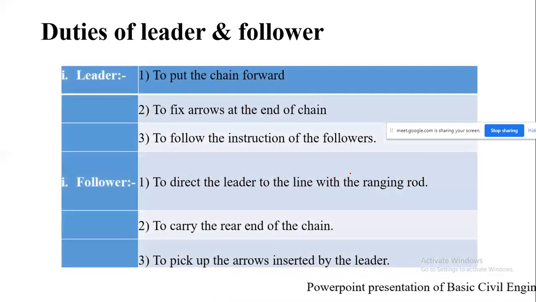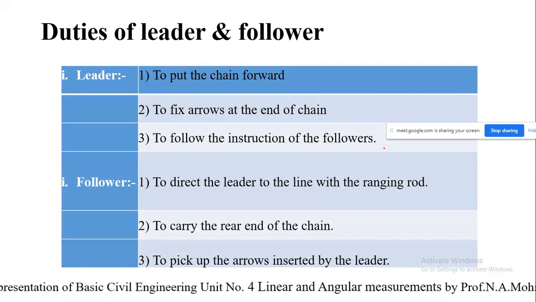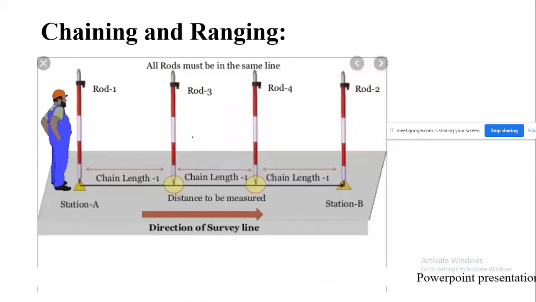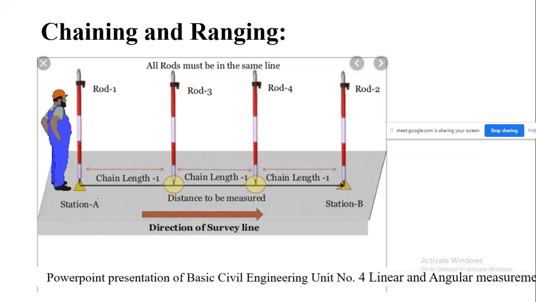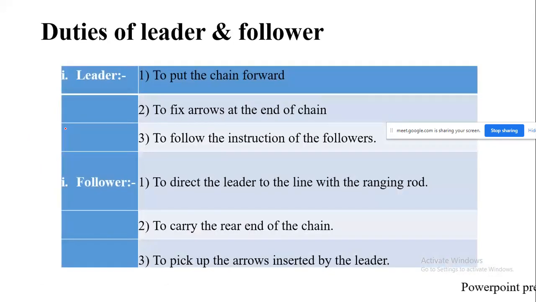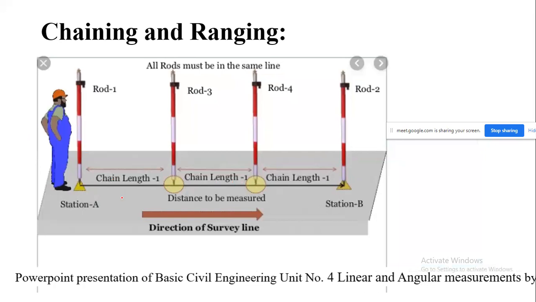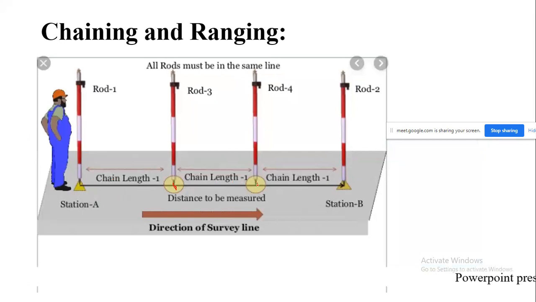Now what we are going to do by making use of this ranging rod? One minute, I will show you the sketch. Suppose stations A and B are the two points between which the distance is to be measured. One person standing here will be called the leader, and correspondingly the other will be the follower. In order to measure this entire distance, you are supposed to mark these intermediate points, and for that purpose we are going to make use of these ranging rods.